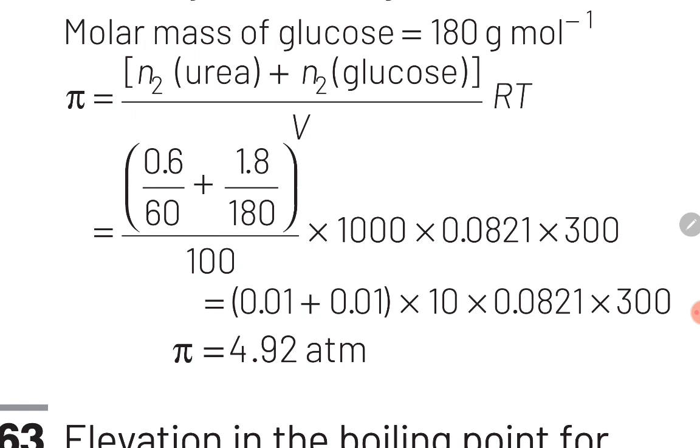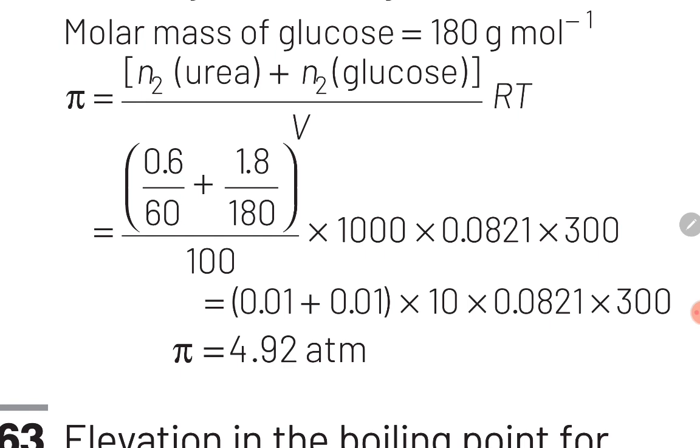Here 0.6 upon 60 is given mass of urea divided by molar mass of urea and 1.8 upon 180 is given mass of glucose divided by molar mass of glucose. So this gives you the total number of moles of solute. And now volume of solution is given as 100 milliliters. Because we are taking volume in milliliters, we'll have to multiply by 1000 in the numerator because according to the formula, we have to take the volume in liters.